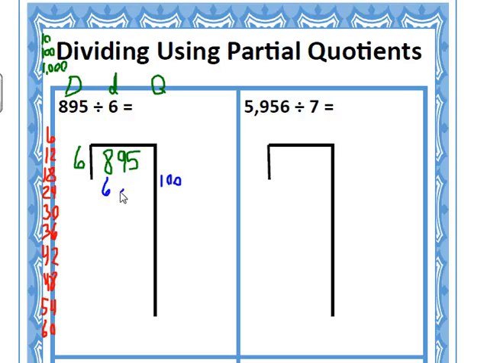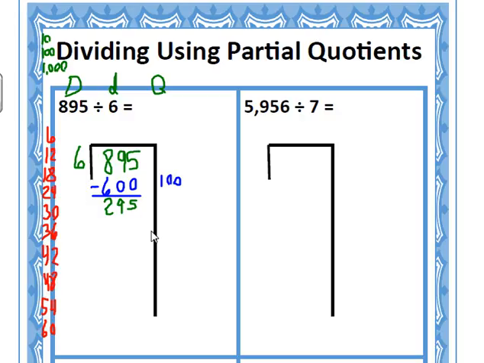So that is going to be, and I'm taking out chunks. The whole point of partial quotients is taking out chunks. So now I can subtract. And unlike area model, I can do the subtraction under here. So 5 in the ones place, 9 in the tens place, and 8 minus 6 is 2. So 2 in the hundreds place. Isn't that fabulous?